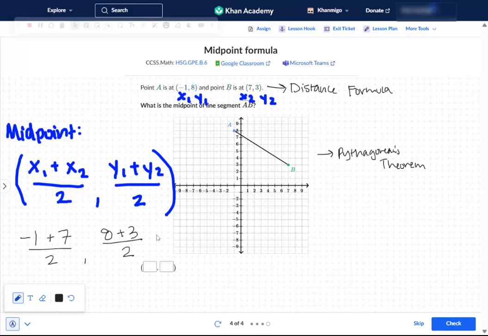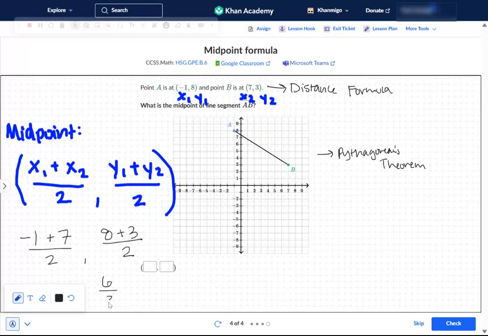I think there's a calculator. No, they don't have a calculator, but it's okay. We can do it. 7 minus 1 is 6. Divided by 2 would be 3 for x. And then 8 plus 3, so 8, 9, 10, 11. 11 divided by 2, so this is where now we're going to have a fraction. I believe it's just going to be 5.5, but I want to make sure. Yep, 5.5, checking the calculator.